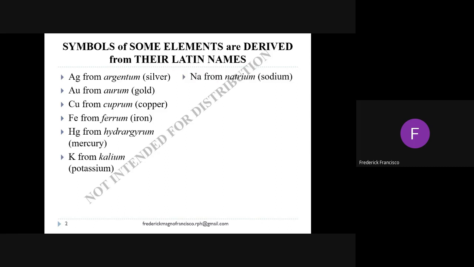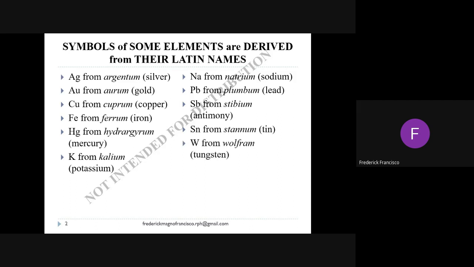Na from natrium, Pb from plumbum, Sb from stibium, Sn from stannum, and W from wolfram. Whereas the symbols of most elements come from their English names.